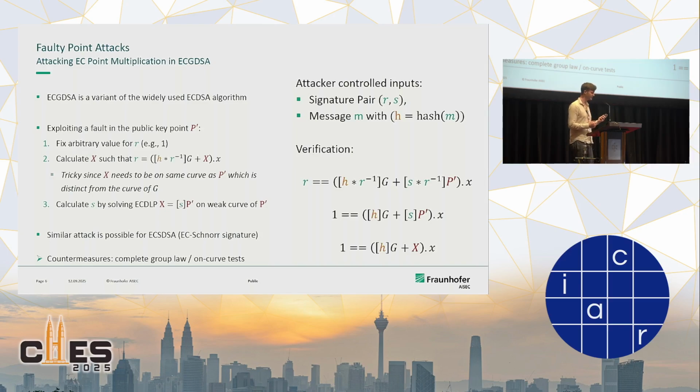We can just use a complete group law instead that incorporates all of the curve parameters and doesn't implicitly assume them. This is something that's basically the standard for the signature generation part, but on the verification side, it's not something that's commonly used. And another countermeasure would also be just to add a non-curve test in the end. So after calculating our witness point here, we could just check if this point that we calculated is still on the curve that we expect it to be, and if not, we could just abort the verification procedure.